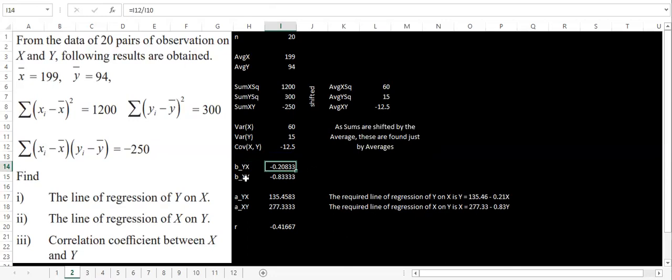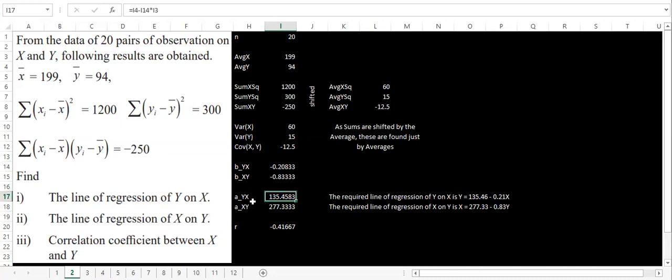And similarly, the regression coefficient of x on y is nothing but the covariance of xy divided by the variance of y, because remember here y is the variable. So we need to divide by the variance of y. And once we have the regression coefficients, again same drill, we can calculate the constants a. Yes, these are calculated using the average values, of course, and the regression coefficient.